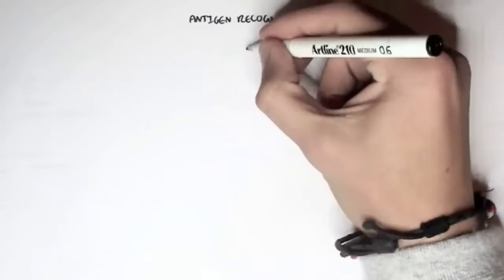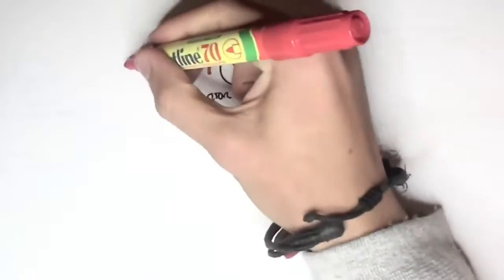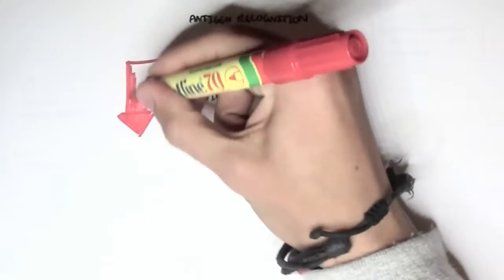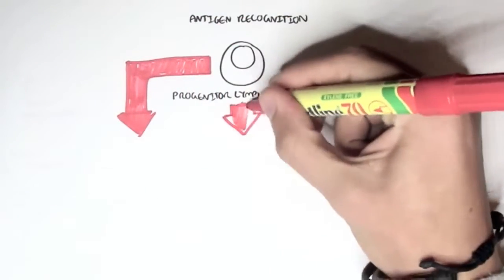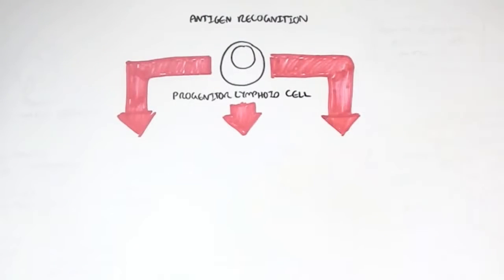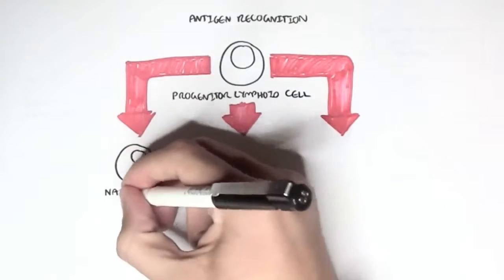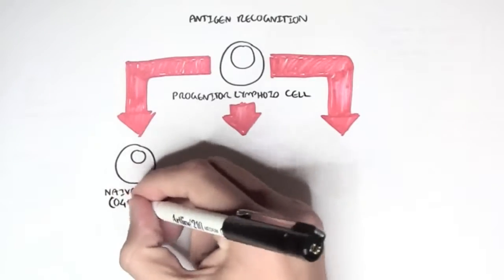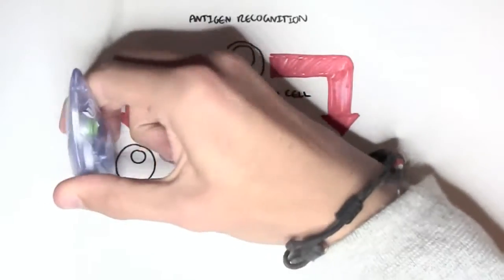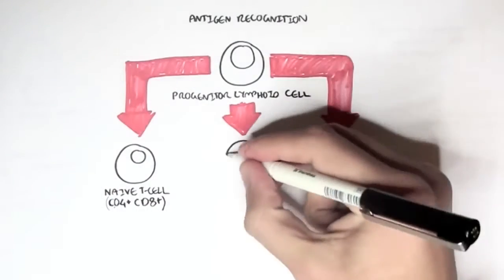In this video, we will talk about antigen recognition by phagocytes and B and T cells in a bit more detail than the previous videos. We begin with a progenitor lymphoid cell that can give rise to either naive B cells or naive T cells. Here, this progenitor lymphoid cell will give rise to two naive T cells, CD4 and CD8 naive T cells. It will also give rise to a naive B cell.